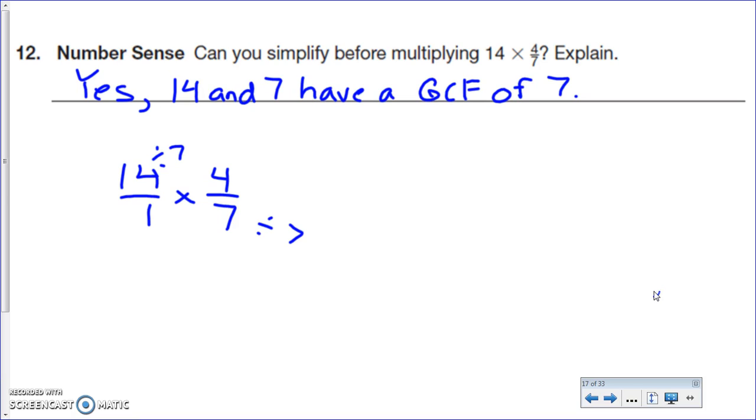And to finish out the problem here, if we do the division, we're going to end up with 2 over 1 times 4 over 1. So then 2 times 4 is 8, 1 times 1 is 1, so we get 8 over 1, which equals 8.